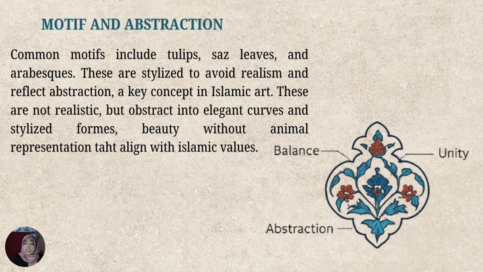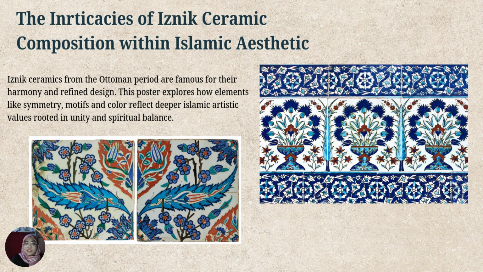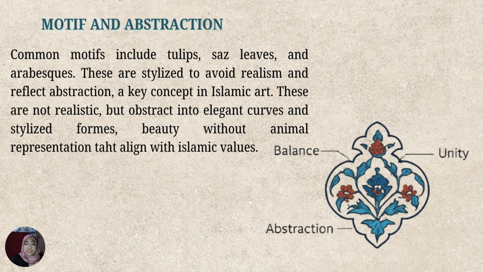This abstraction is intentional. In Islamic art, there is a preference for avoiding human and animal forms, especially in religious contexts. Instead, the focus is on natural beauty expressed through line, shape, and rhythm. In my poster, I include vector illustrations of these motifs and also crop real Iznik ceramics to show how they are used repeatedly, often with variation, to create flow and harmony. This repetitive use of motifs also reflects the concept of infinity and continuous remembrance of the divine.